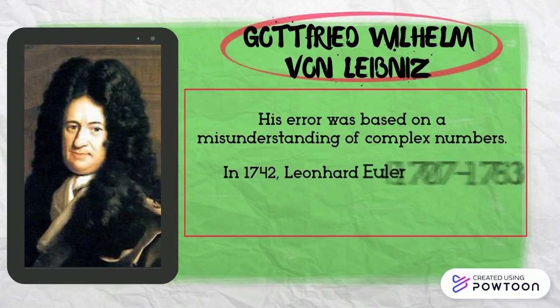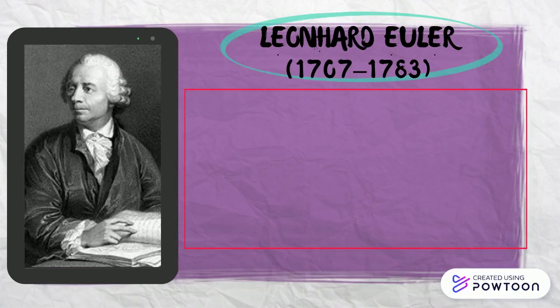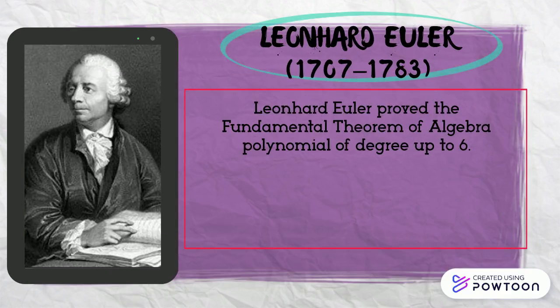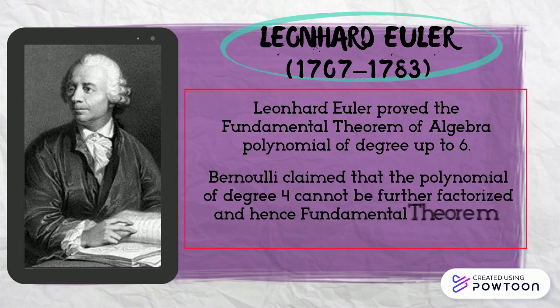In 1742, Leonhard Euler showed that Leibniz's example was not correct. Leonhard Euler proved the fundamental theorem of algebra for polynomials of degree up to 6. Bernoulli claimed that the polynomial of degree 4 cannot be further factorized, and hence the fundamental theorem of algebra is not true.